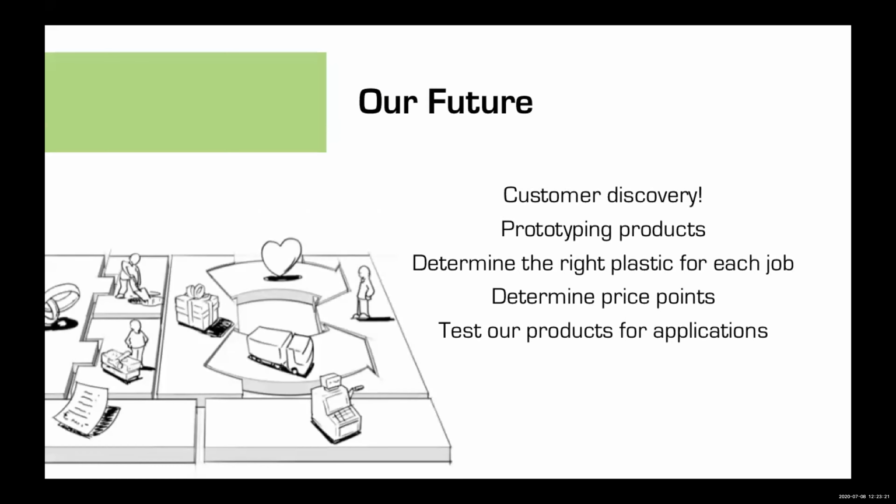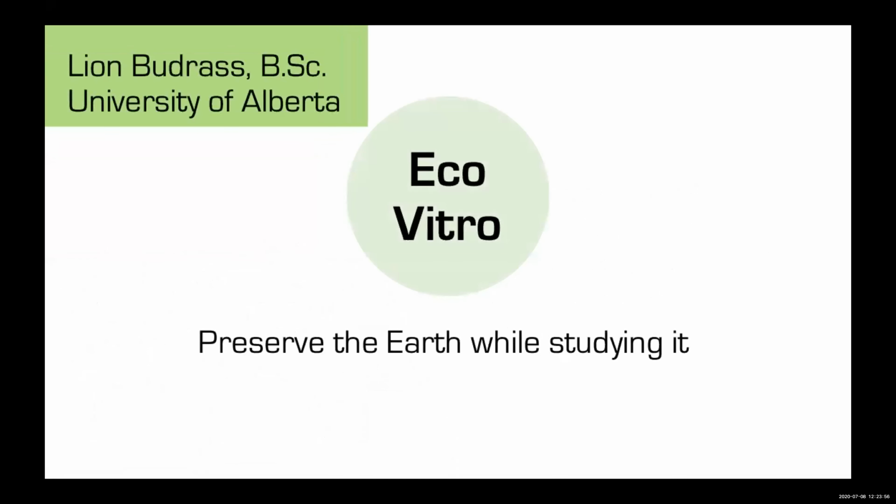As we're still at a very early stage, we're taking baby steps, and our first goal is to do more customer discovery. We've currently surveyed over 25 labs, but we want to interview at least 70 laboratories and then move on to prototyping and determine the right plastics for each product we want to produce. From here on out, we will determine price points and send prototypes to our customers to test, but also run our own tests for applications that we assume customers would use the most. EcoVitro, preserve the earth while studying it. Thank you very much.